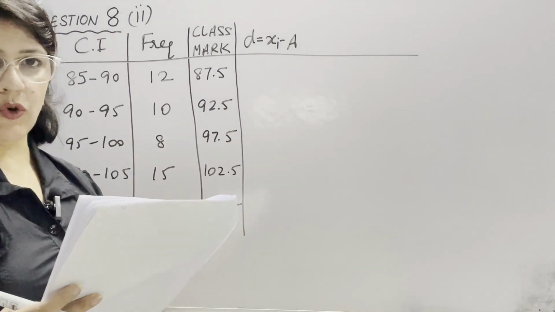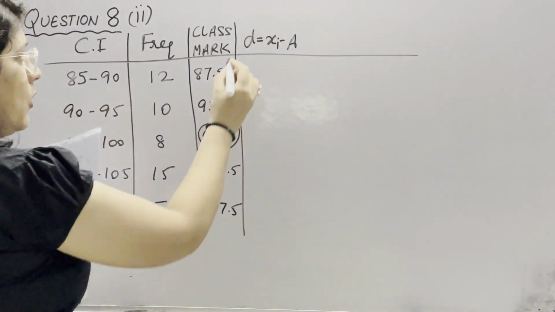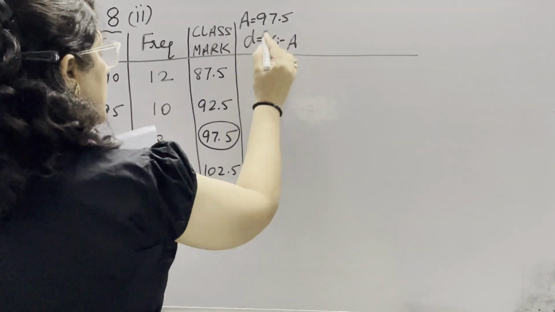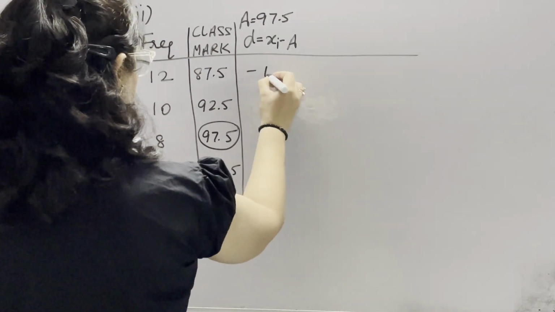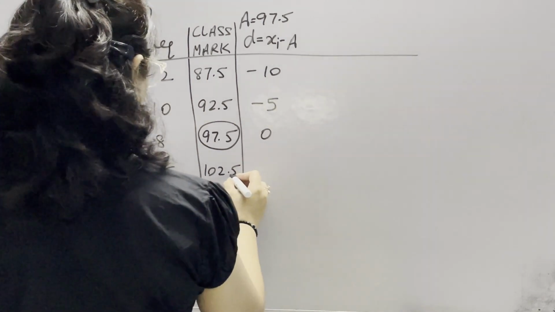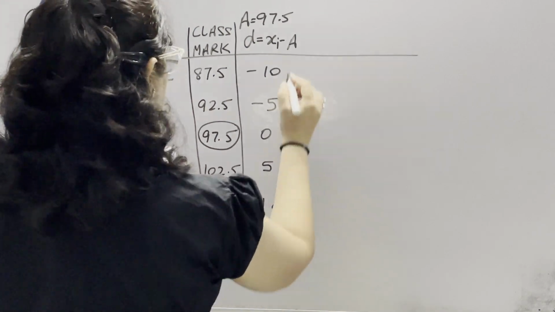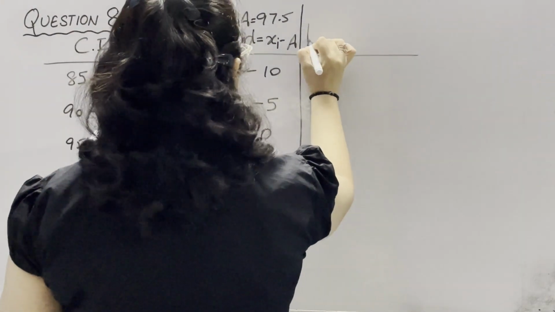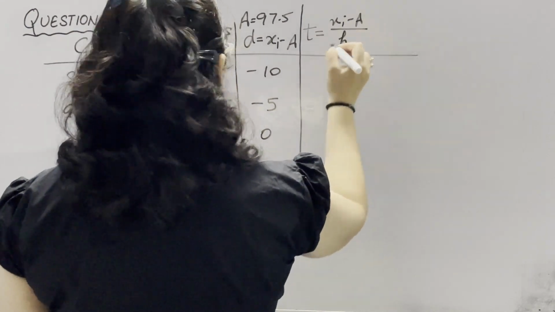Now we need to assume a mean. So I am assuming this as A, or assumed mean you can say, 97.5. Then the deviation is 87.5 minus 97.5, which is minus 10. Then this minus this is minus 5, then this 0, then 102.5 minus this is 5, and then 10. But for the step deviation method, we need to calculate t also. So t is equal to xi minus a divided by h, which is the class interval.